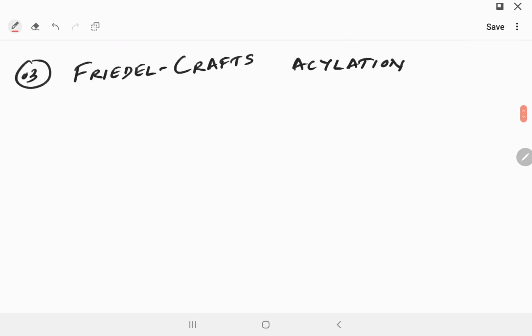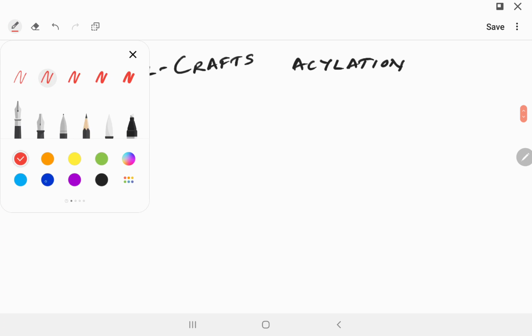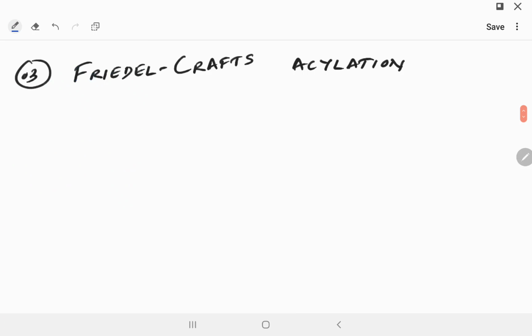And in the third reaction, we are going to talk about Friedel-Crafts acylation. Once again, this is a well discussed reaction from before. In here, what you need is an aromatic compound, an aromatic ring. So let's take benzene as an example. Here is your benzene ring.